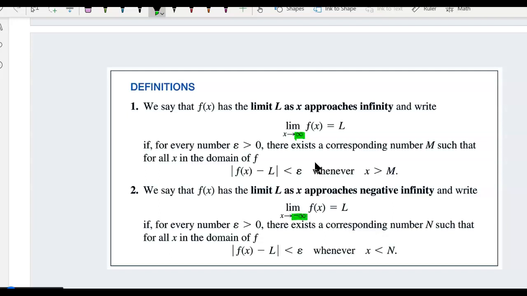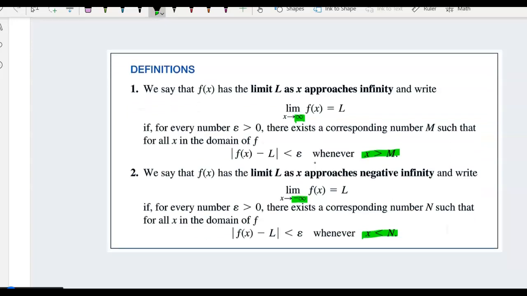We still have the same idea that the function is within an epsilon neighborhood of the limit whenever, in the case of approaching positive infinity, our x's are beyond some number, going towards positive infinity. In the case of negative infinity, our x's are below or less than some number as we're approaching negative infinity.